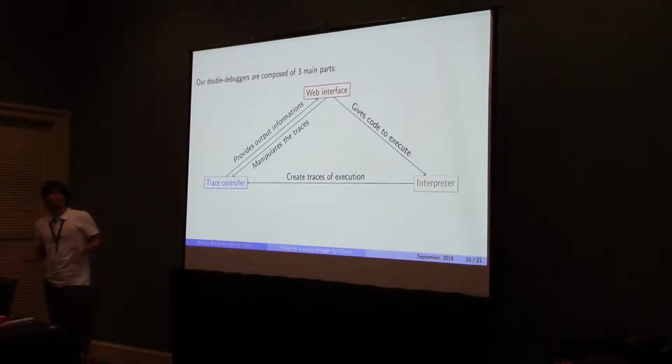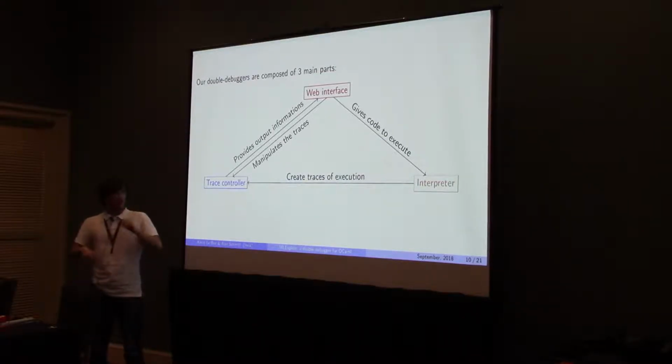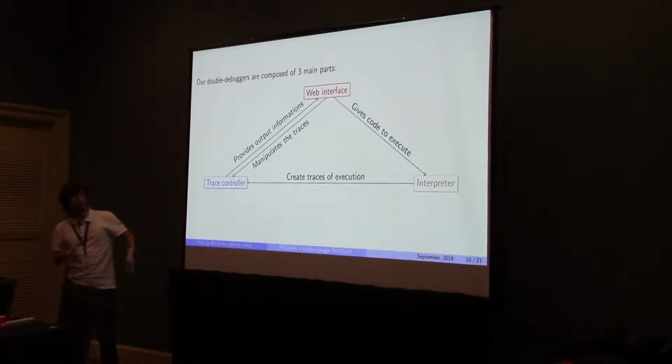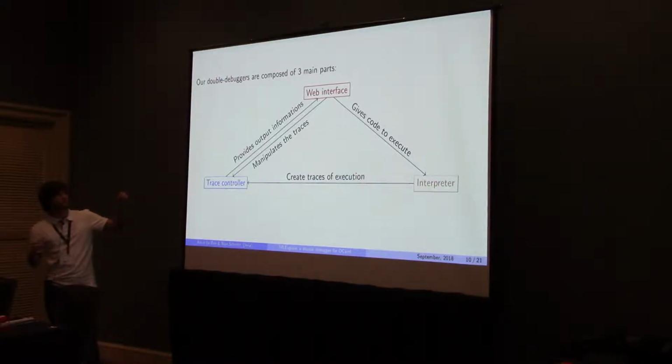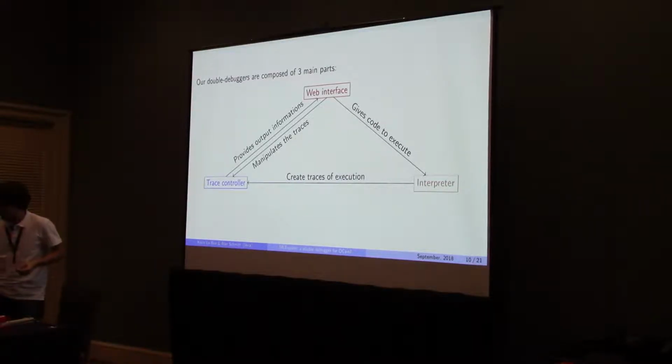First of all, they are a web application. That means that we have a web interface where the user can interact with the system. The web interface will give the code to execute to our interpreter that creates traces of the execution. And we have a trace controller, which can be thought of more or less as the back end of the application, which handles the traces and interacts with the front web interface to manipulate the trace and provide output information. The web interface and trace controller are written in JavaScript, because it is a web application, while the interpreter is written in OCaml and compiled to JavaScript.